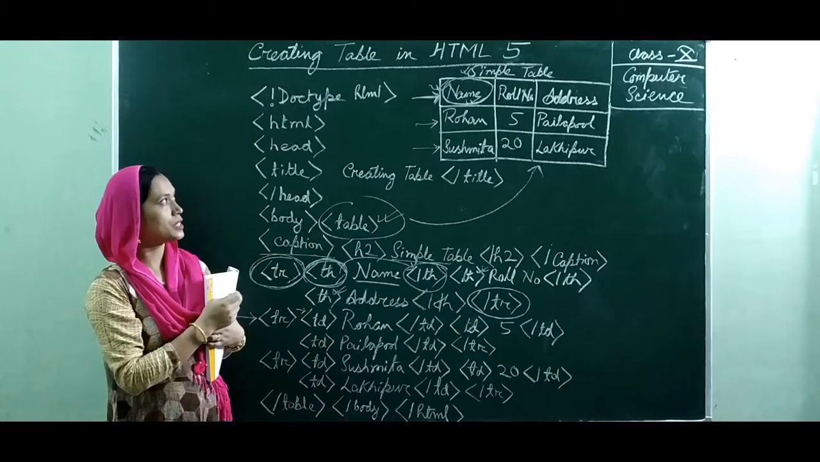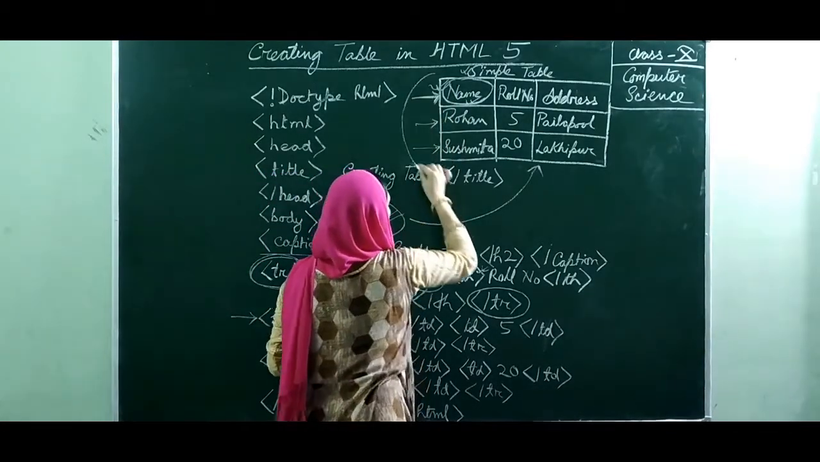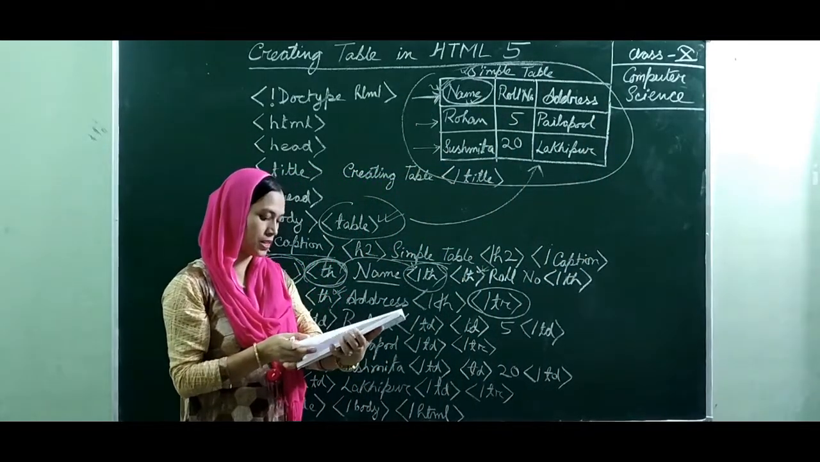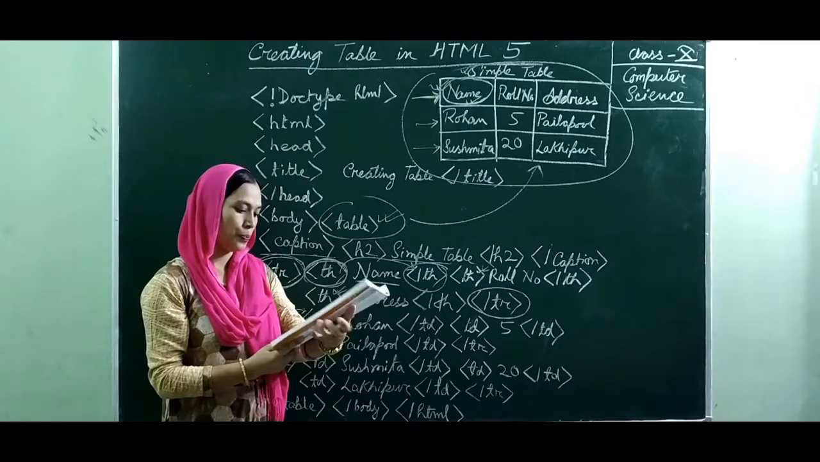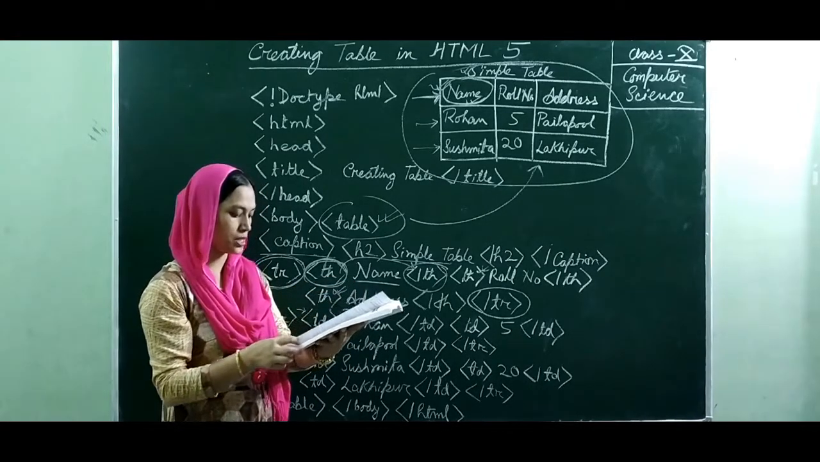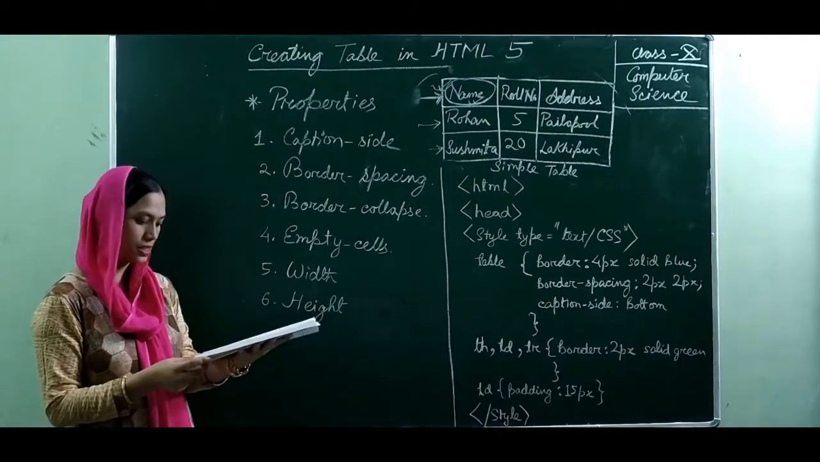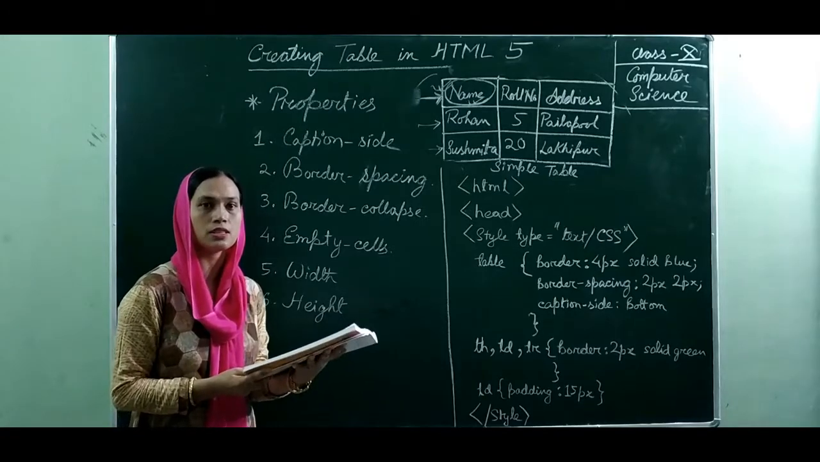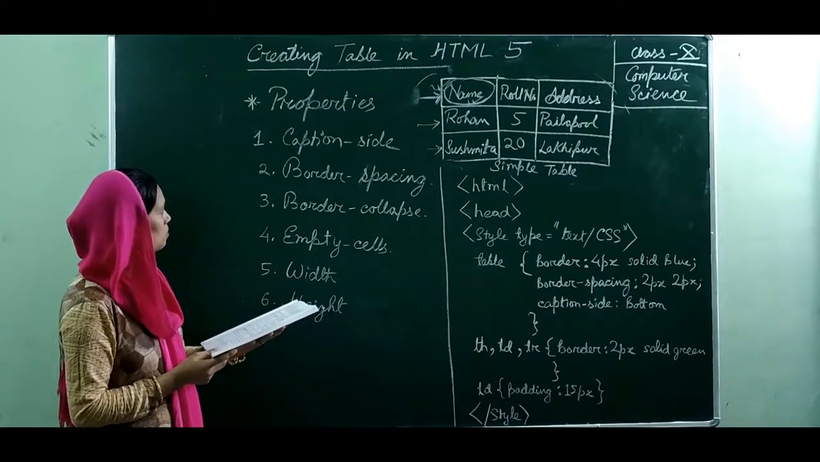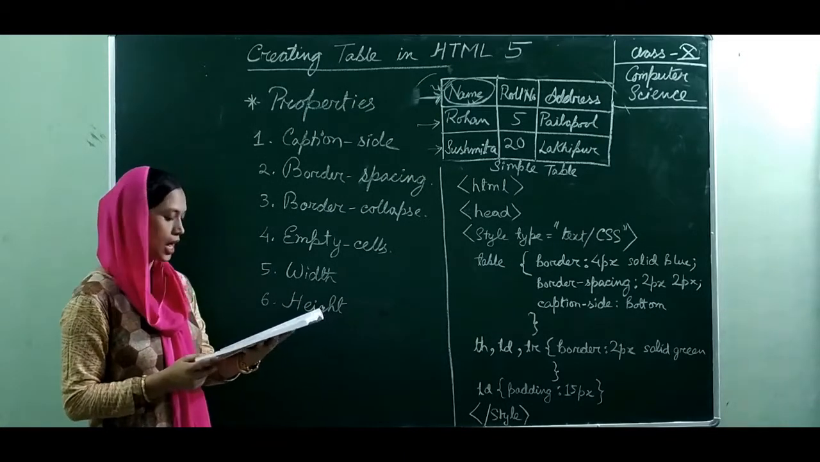After completion of this table, we are going to modify the whole table with the help of CSS. CSS is present on page number 57. You just review the properties of creating a table on page number 57. Let's continue to the next. Let's see page number 56. On page number 56, we have some properties like caption side, border spacing, border collapse, empty cells, width and height.